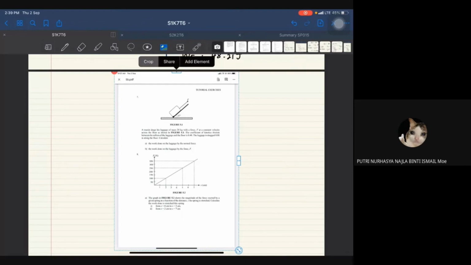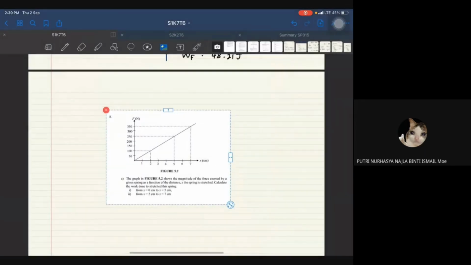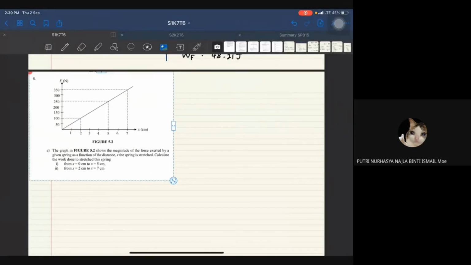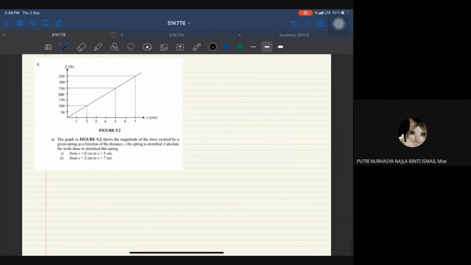Okay, the next question, number 8. I think this one is a conceptual question. The graph in figure 5.2 shows the magnitude of the force exerted by a given spring as a function of the distance. The spring is stretched. Calculate the work done to stretch this spring. Question A1, from X equals 0 to X equals 5. So from there to there.